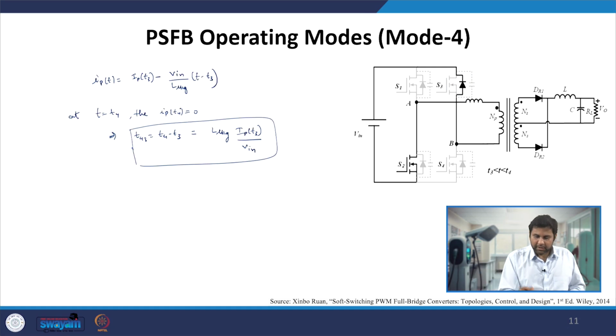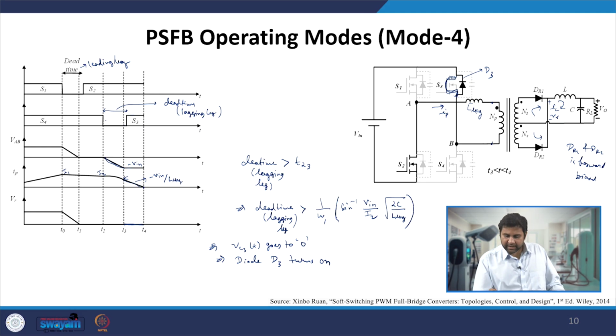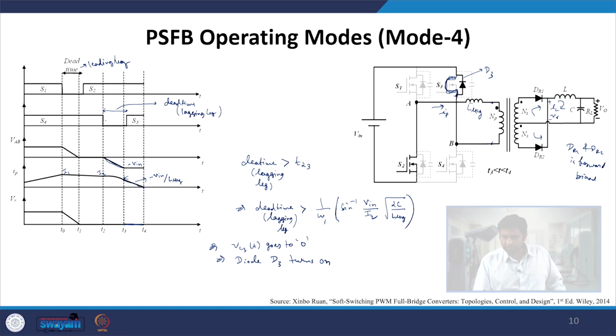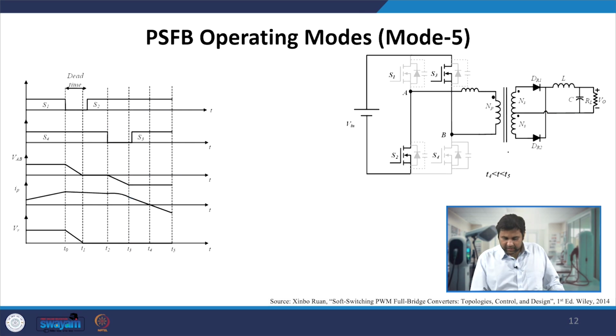At t equal to t4, my current is reaching the 0 point. Since my current is reaching 0 and my S3 switch is on, from VAB my minus V in voltage is applied, and so the IP will keep on growing again. This minus V in voltage is coming over here. Since it is already short circuited, the voltage across this is 0. So this voltage is coming across this point at T4.